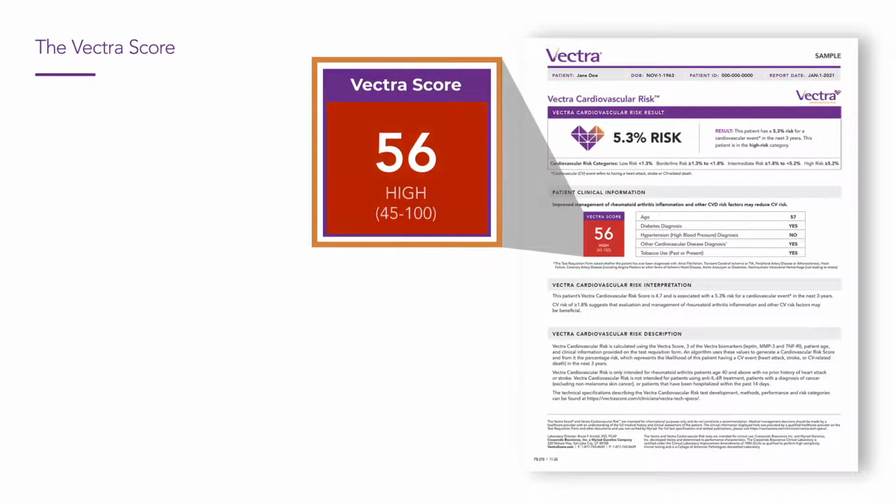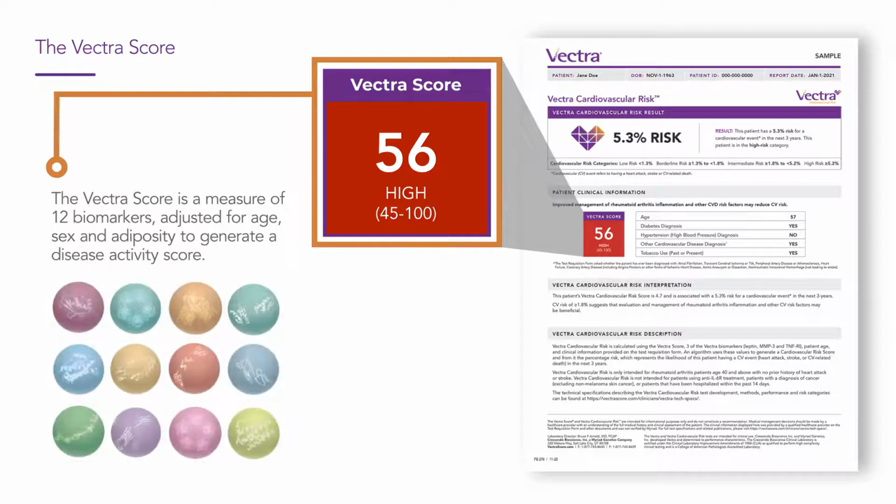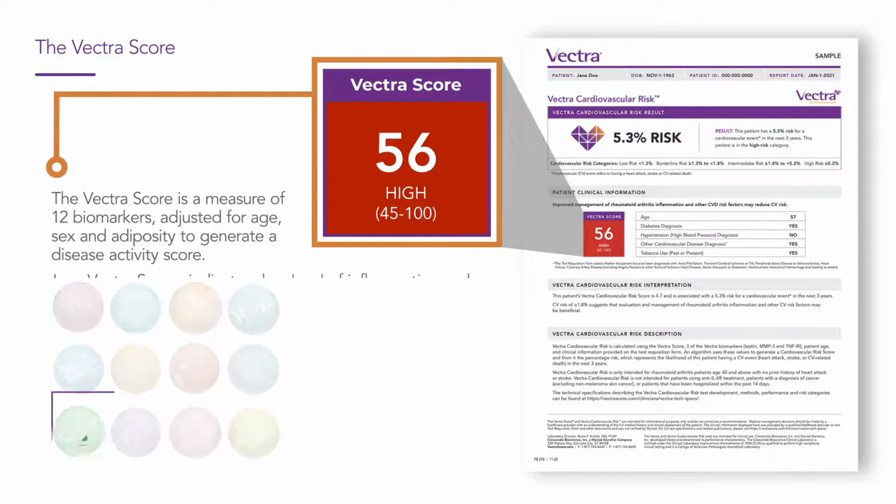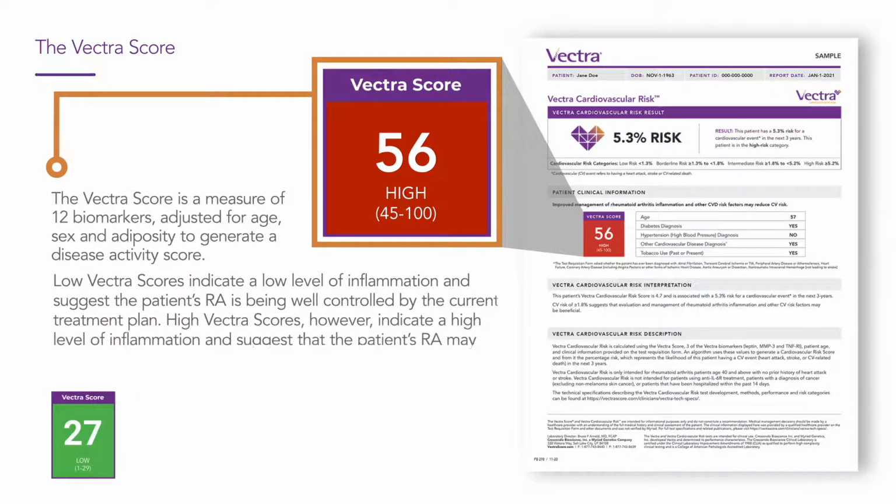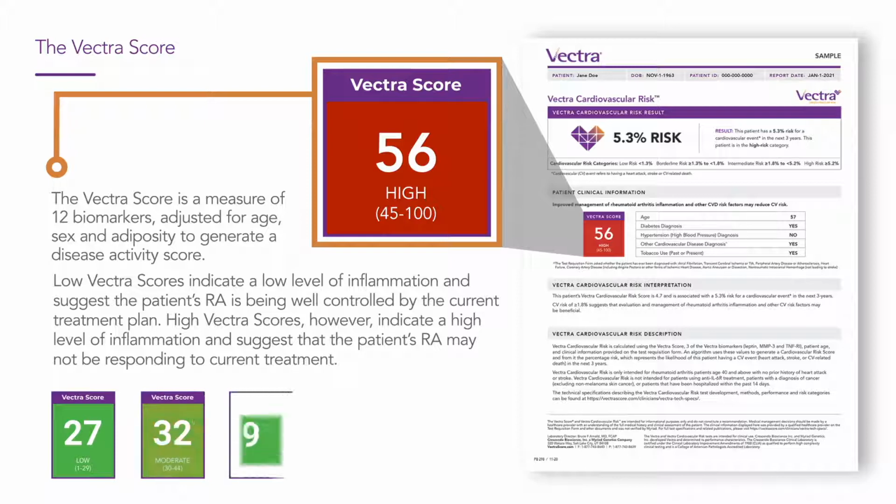Section 3 is the patient's Vectra score associated with the Vectra Cardiovascular Risk result. The Vectra score is a measure of 12 biomarkers adjusted for age, sex, and adiposity to generate a disease activity score. Low Vectra scores indicate a low level of inflammation and suggest the patient's RA is being well controlled by the current treatment plan. High Vectra scores, however, indicate a high level of inflammation and suggest that the patient's RA may not be responding to current treatment.